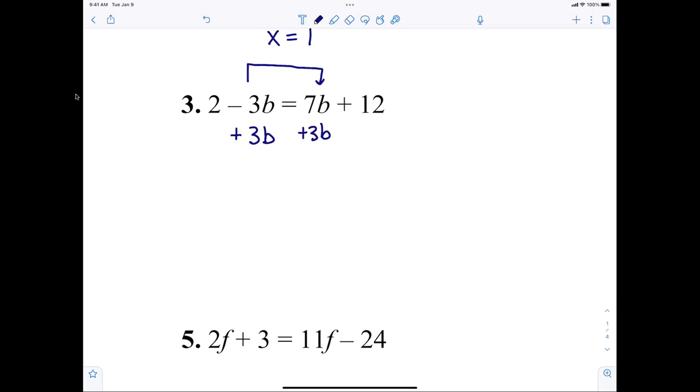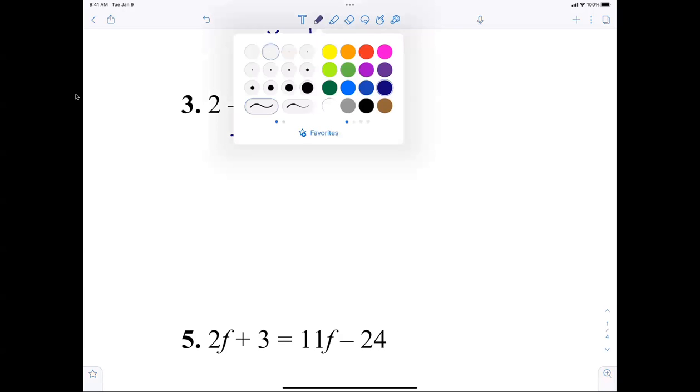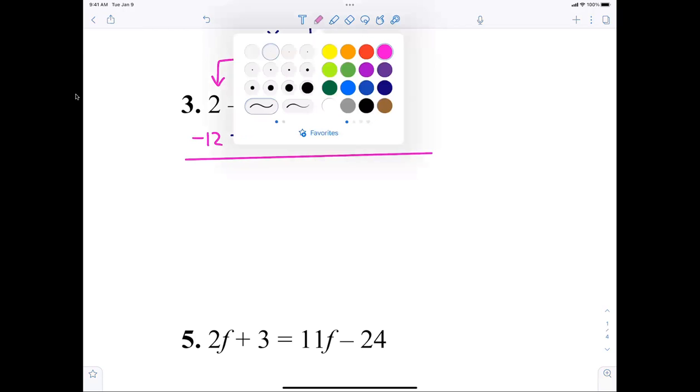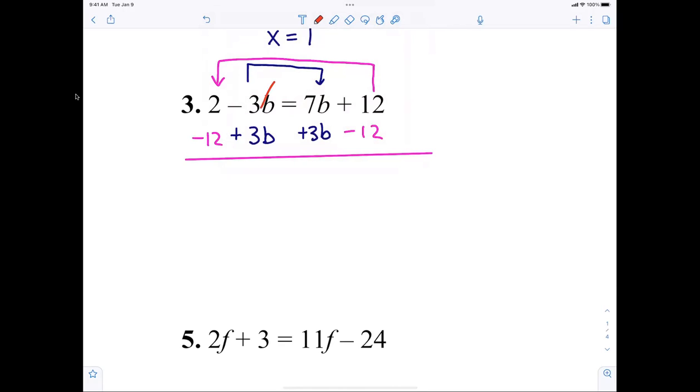Now, if I moved the variables to the right, then what happens to the numbers? They have to move to the left. So this 12, I need everybody to take this 12 and I need to move it over here. So what is this 12? So how do I get rid of a positive 12? You just subtract 12. Subtract 12. Now you draw a line underneath. And then I want everybody to take and say, what happens to the negative 3b and the positive 3b? The 12 and the negative 12. They cancel. So now you just have to tell me, and again, the numbers are small for a reason. What is 2 minus 12?